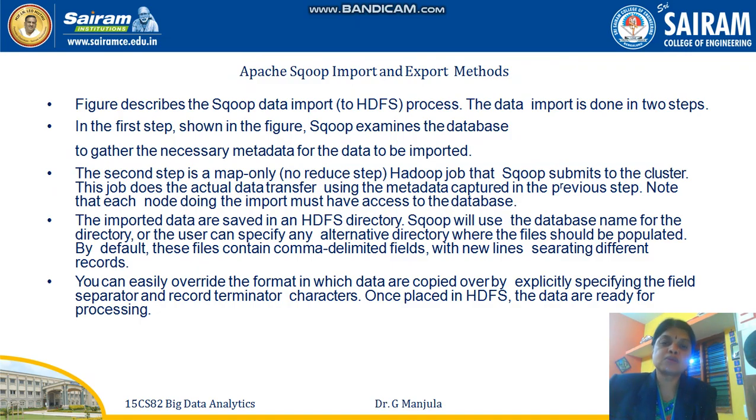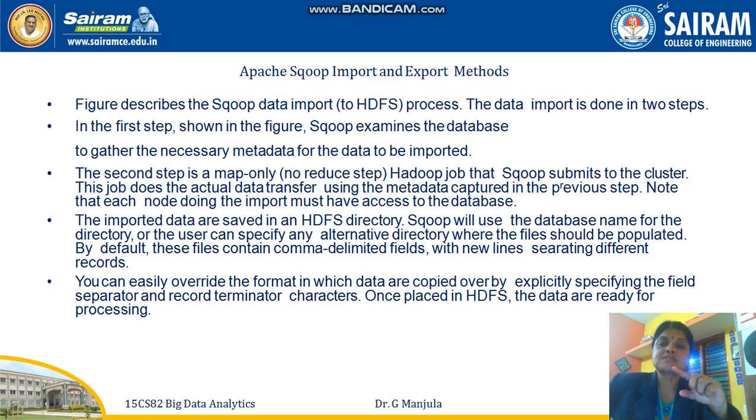A little bit more about Sqoop. The data import is done in two steps. One is that Sqoop examines the database, gathering the necessary metadata of the data, and the second step is map only, no reduce step. The imported data is saved in an HDFS directory, and Sqoop will use the database name for the directory. You can easily override the format in which data is stored by explicitly specifying the field separator and record terminator characters. Once placed in HDFS, the data is ready for processing.